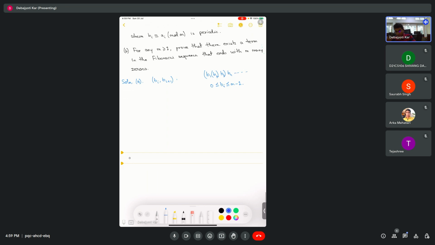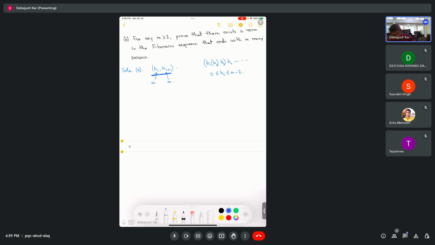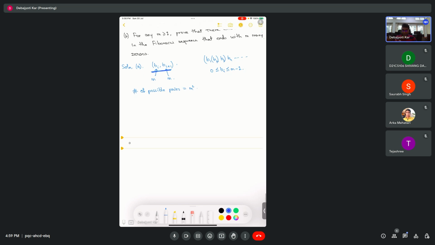Okay, so then how many such pairs are possible? How many such pairs bi comma bi plus 1 can be possible? So now bi can take m possible values, and bi plus 1 can also take m possible values. So the total number of such possible pairs is how much? M square, right? M into m. So the number of possible pairs is m square, which is finite.